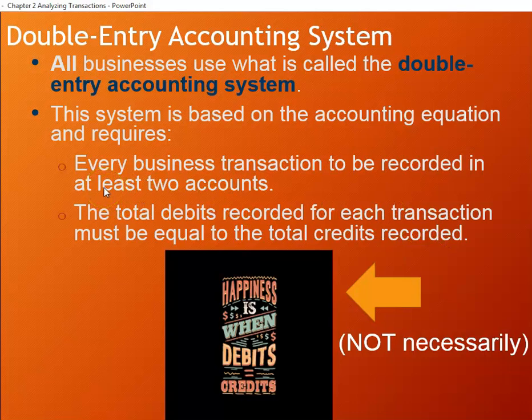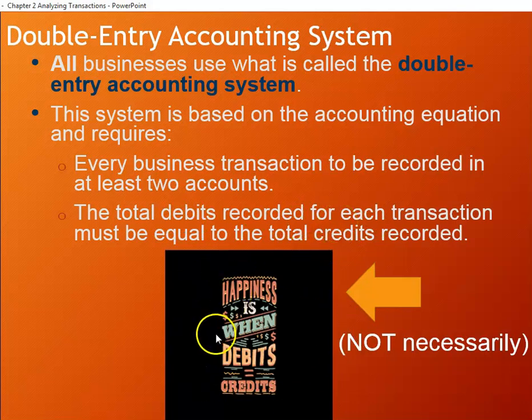So what I want you to understand is when we say that debits must equal credits, we're not saying for every debit there must be a credit. What we're saying is if we have total debits of, say, $1,000, our credits must also equal $1,000. We may only have 1 debit and 3 credits, but the dollar amount has to match.